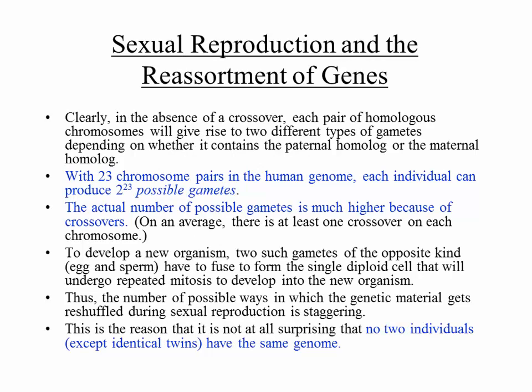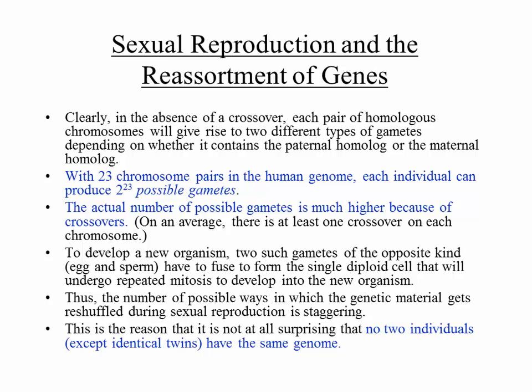So clearly, in the absence of a crossover, each pair of homologous chromosomes will give rise to 2 different types of gametes, depending on whether it contains the paternal homologue or the maternal homologue. And with 23 chromosome pairs in the human genome, each individual can produce 2 to the power of 23 possible gametes. The actual number of possible gametes is much larger because of crossovers. On average, you'll have at least 1 crossover on each chromosome.